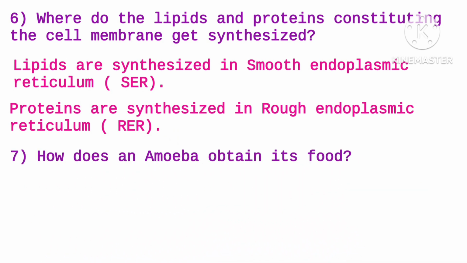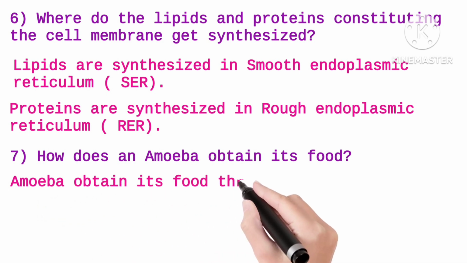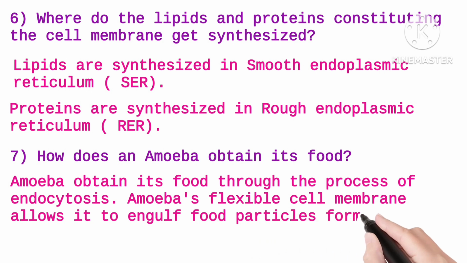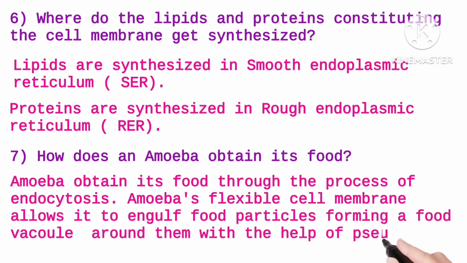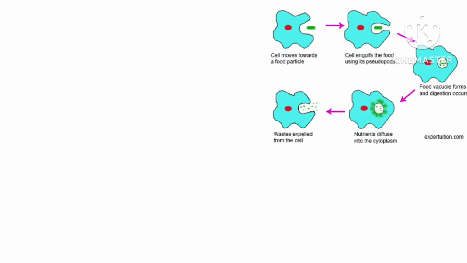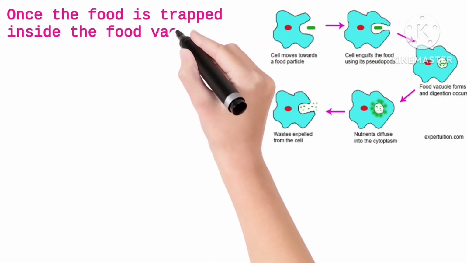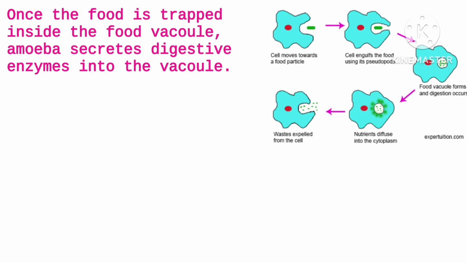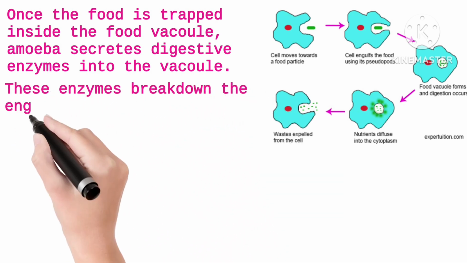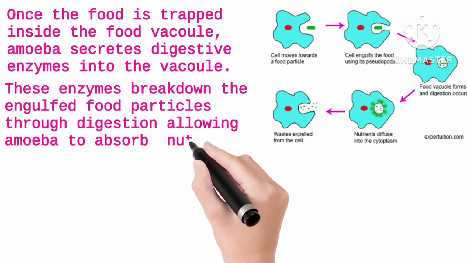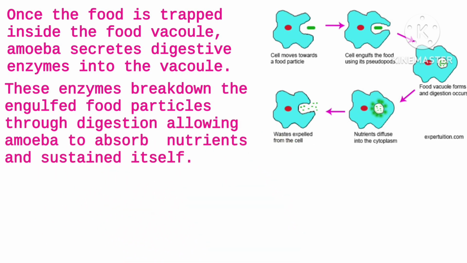How does an amoeba obtain its food? Amoeba obtains its food through the process of endocytosis. Amoeba's flexible cell membrane allows it to engulf food particles, forming a food vacuole around them with the help of pseudopodia, which are extensions of its cell membrane. Once the food is trapped inside the food vacuole, amoeba secretes digestive enzymes into the vacuole. These enzymes break down the engulfed food particles through digestion, allowing amoeba to absorb nutrients and sustain itself.